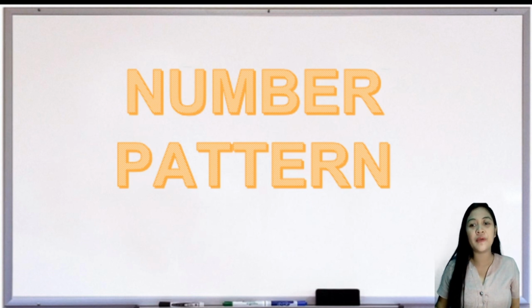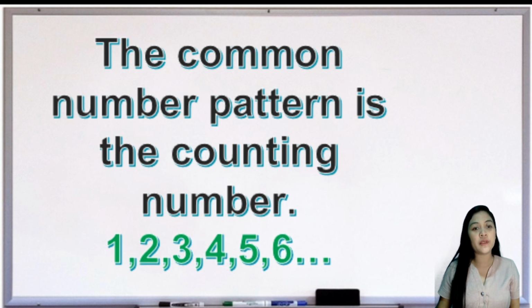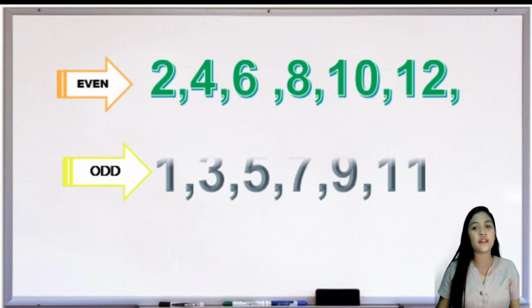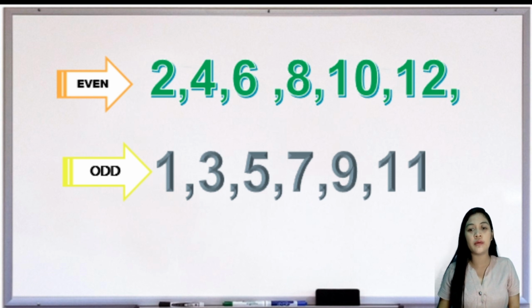What is a number pattern? A number pattern is a set of numbers that follow a certain rule. The common number pattern is the counting numbers 1, 2, 3, 4, 5, 6. Another number pattern is 2, 4, 6, 8, 10, 12. These are the numbers divisible by 2 and it is called even. We also have 1, 3, 5, 7, 9, 11. These are the numbers not divisible by 2 and also called odd.